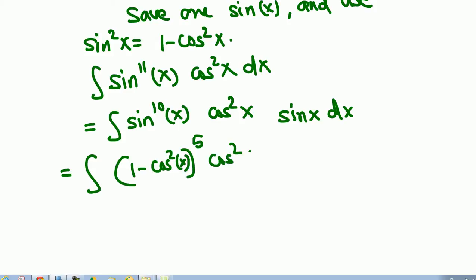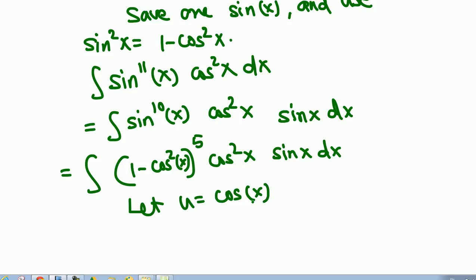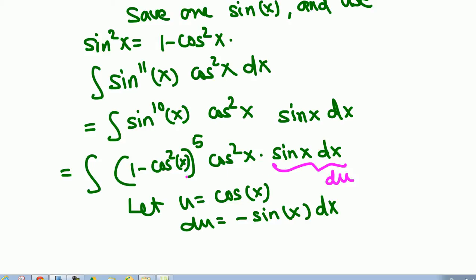Okay, times cosine square x sine x dx, and we make the substitution u equals cosine x, then the differential is, the derivative of cosine is negative sine x dx. Negative is missing, but we can always multiply by negative here and negative in the front. In any case, this will be du, and the remaining will be a function of u, so we can integrate easily.